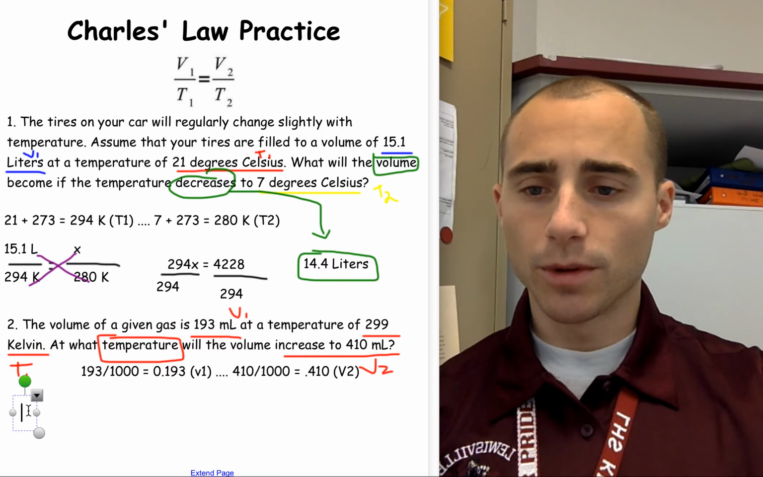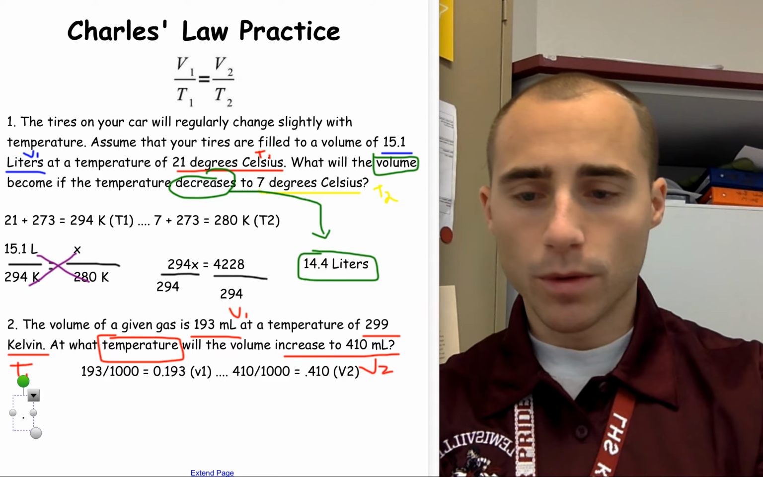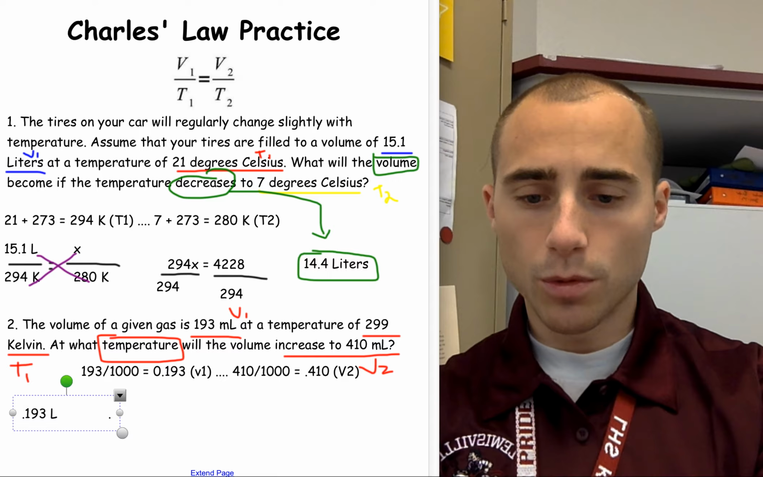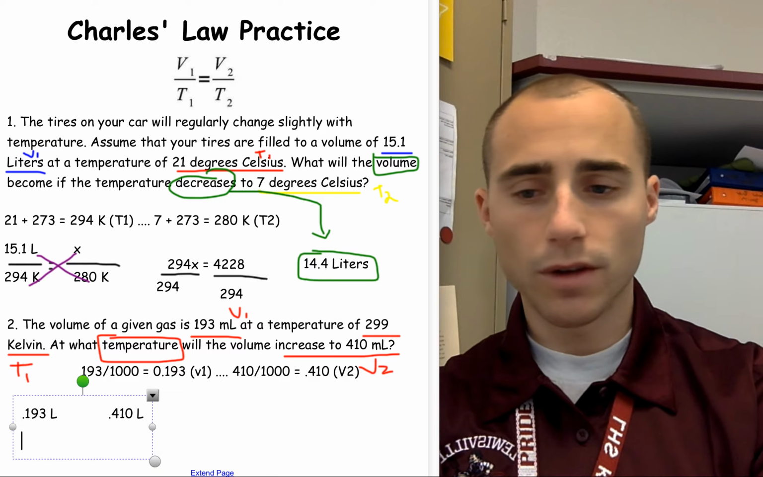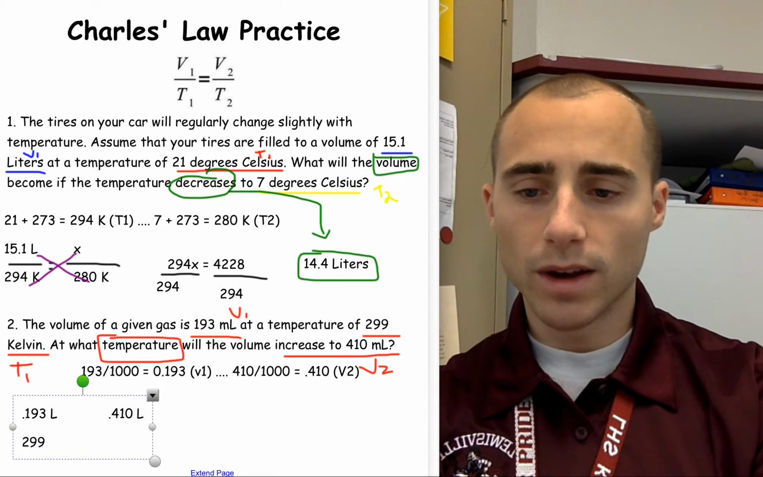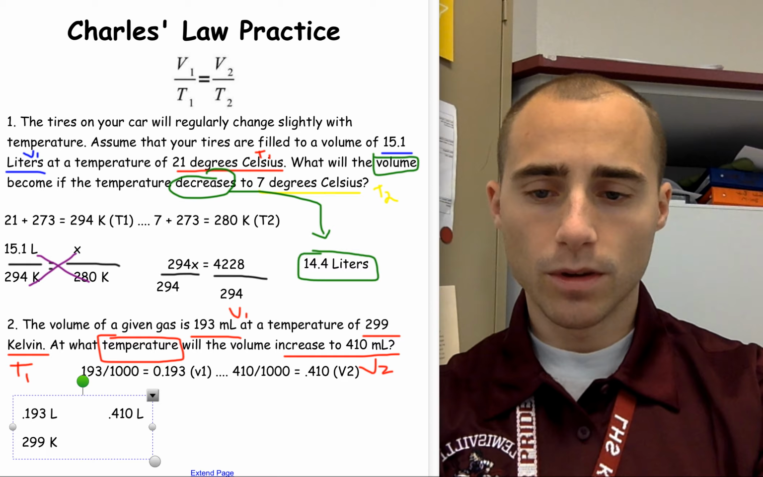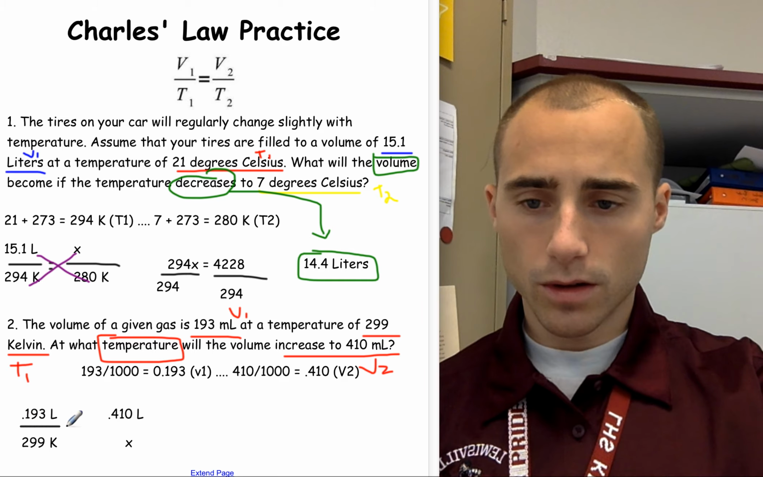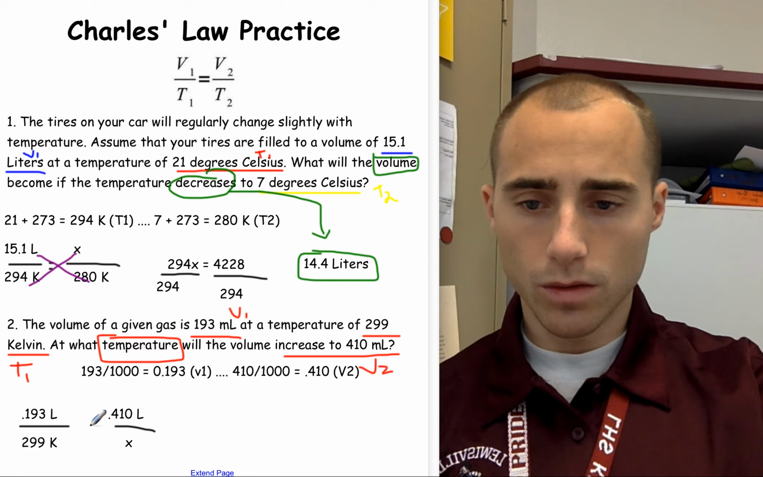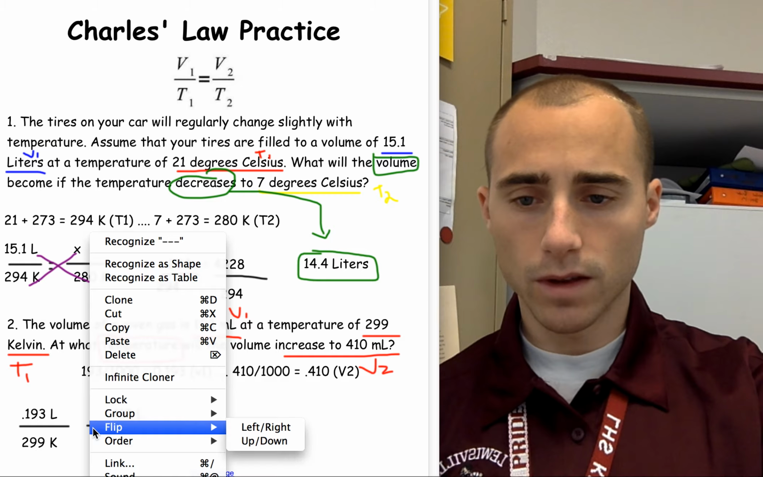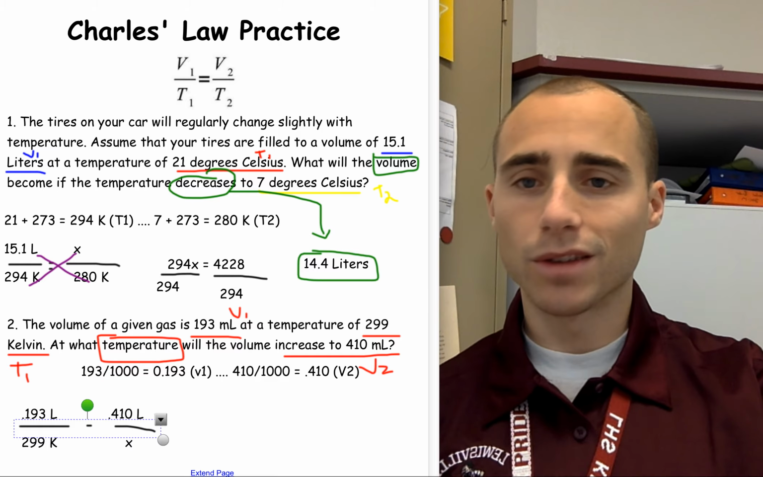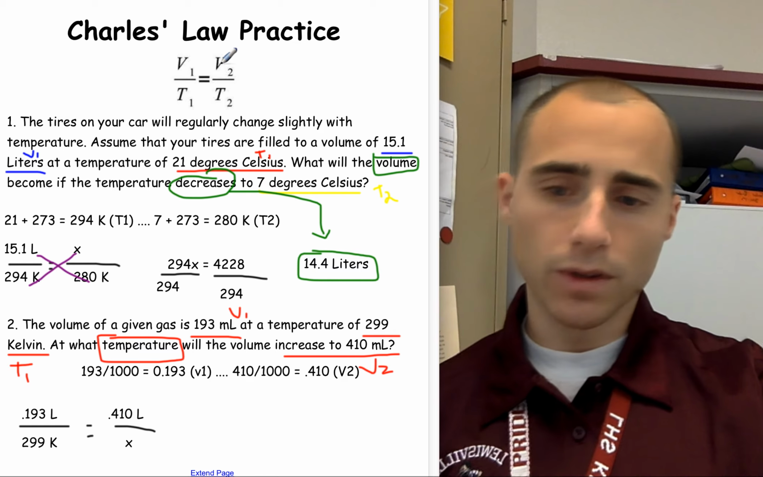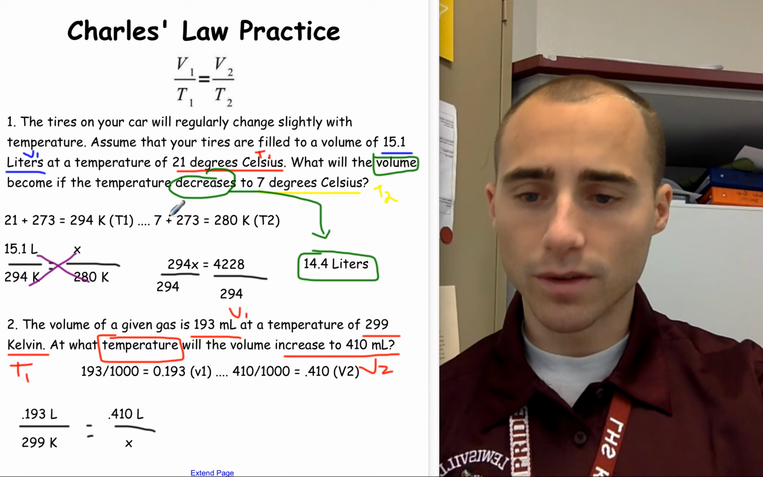So let's set up our ratio. We put V1 on top, so that would be 0.193 liters. And then we have our V2, which is 0.410 liters. Get all this straight from the problem. Then we have our T1, which is 299 Kelvin. We don't know our T2. That's what we're solving for. Equals, just like that. Look at that. Victory. Nope, not a victory. I almost said victory too soon and that jinxed me. Equals, far apart equals sign, but that's just fine.